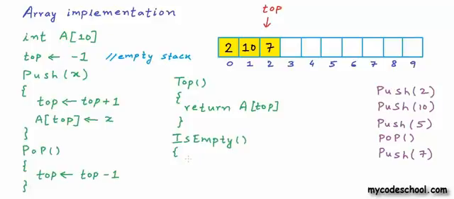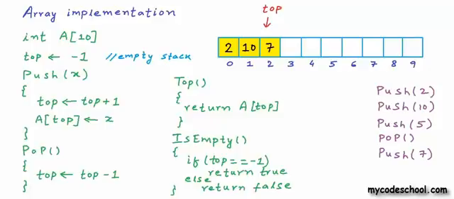To verify whether the stack is empty or not, this is another operation that we had defined. We can simply check the value of top. If it is equal to -1, we can say the stack is empty. We can return true, else we can return false.